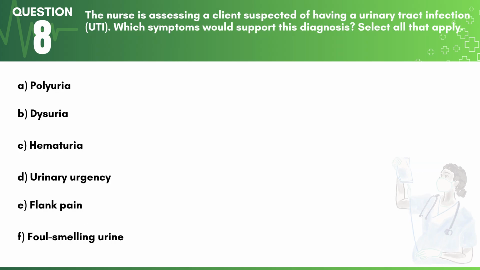Question 8. The nurse is assessing a client suspected of having a urinary tract infection, UTI. Which symptoms would support this diagnosis? Select all that apply. A. Polyuria. B. Dysuria. C. Hematuria. D. Urinary urgency. E. Flank pain. F. Foul-smelling urine.